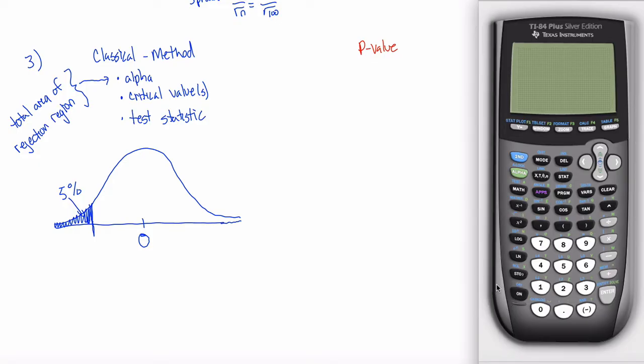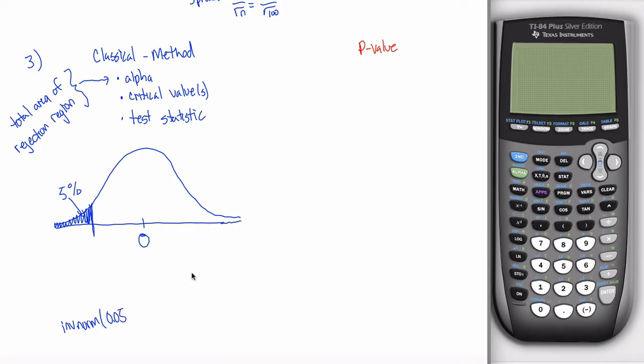Use the inverse norm function on your calculator. When you use inverse norm, it's always going to want 3 inputs. It's always going to want the area to the left of the point you're talking about. In this case, that area is 5%. Note that if that 5% were on the right, the area left of it would be 95%. More on that in the next example.